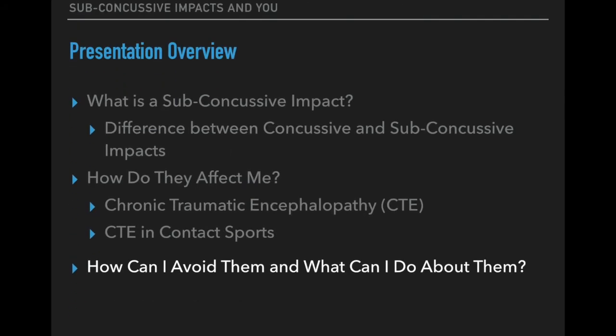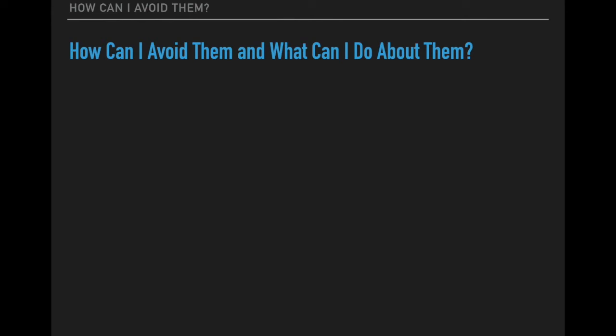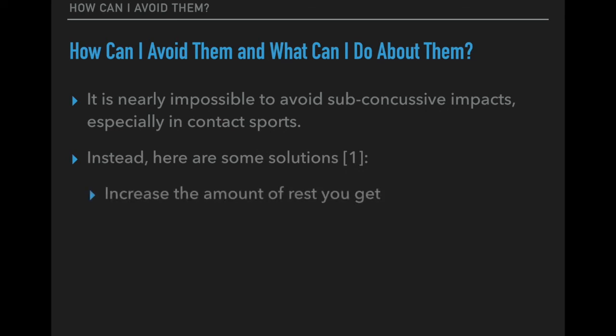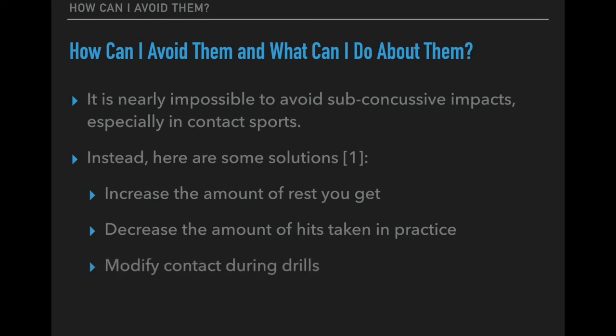Lastly, now that you know the risks, you may be wondering how can you avoid them and what you might be able to do about them. Well, there is some bad news. The bad news is that subconcussive impacts cannot be avoided, especially when playing contact sports. Instead, here are some alternate methods for reducing the amount of strain on your brain. One, increase the amount of rest you get in between major hits. Two, decrease the amount of hits taken in practice, since this is where most hits take place. And three, modify contact during drills to reduce how much force the head takes.